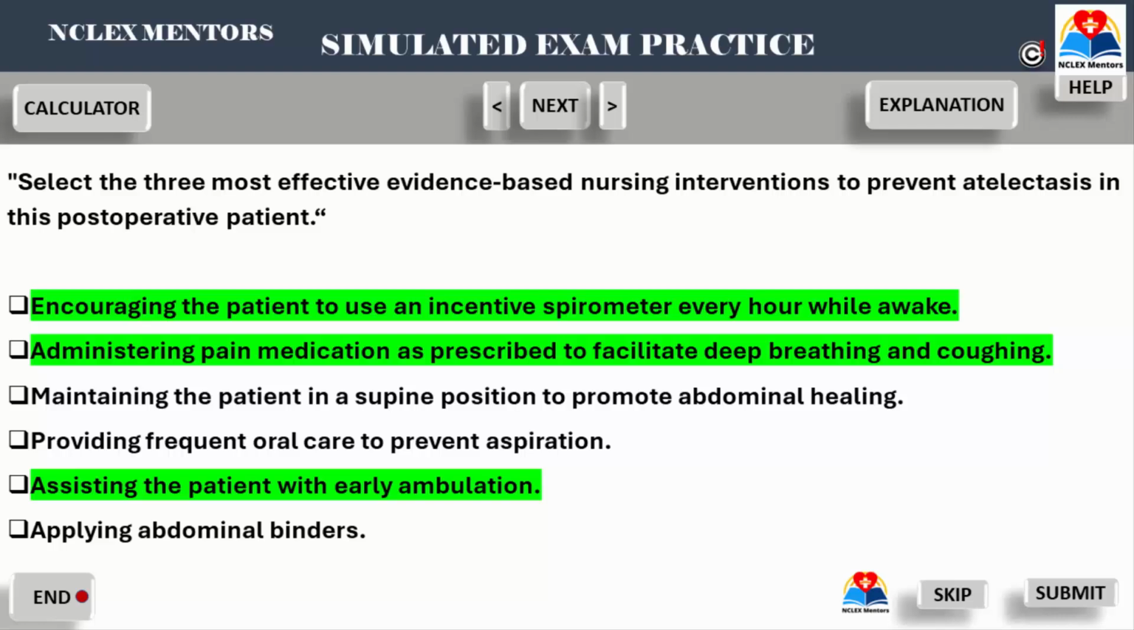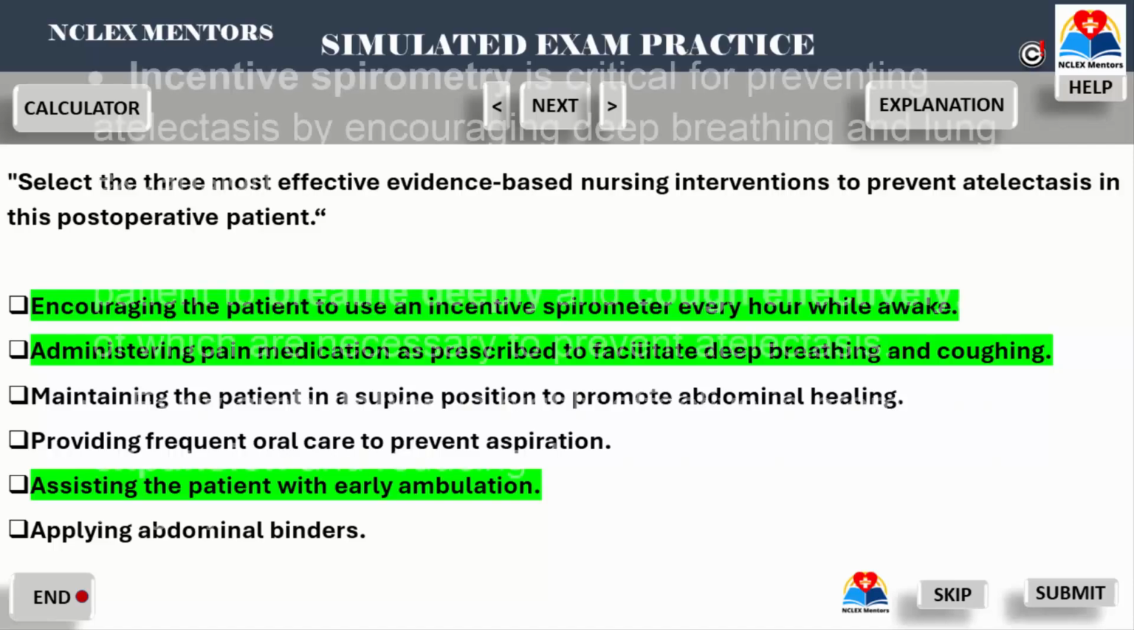Step 3. Final selection. The 3 most effective nursing interventions for preventing atelectasis in this postoperative patient are encouraging the patient to use an incentive spirometer every hour while awake, administering pain medication as prescribed to facilitate deep breathing and coughing, and assisting the patient with early ambulation.